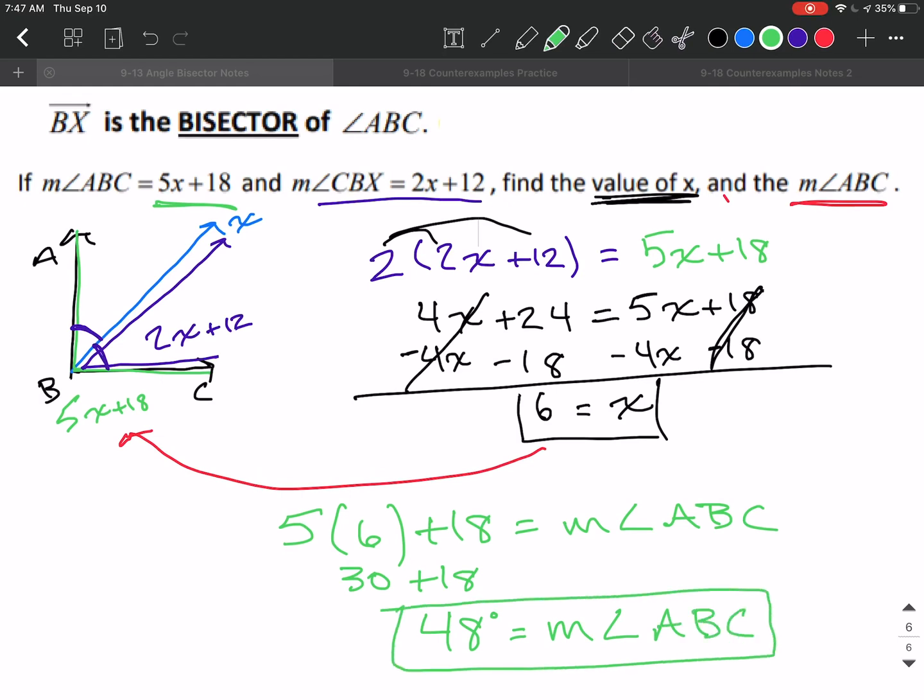48 degrees. So again, the big thing with bisectors is label the pieces you do have, and then once you have everything labeled, you've drawn a little picture, it will really clear out what you're trying to solve for. So with that, that is angle bisectors.